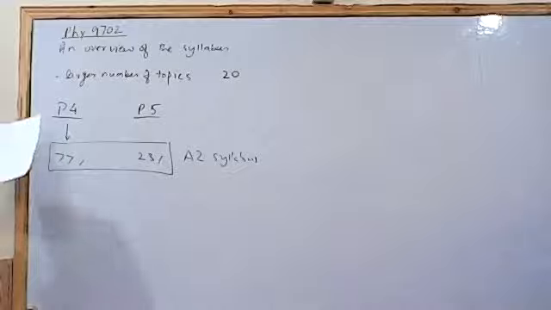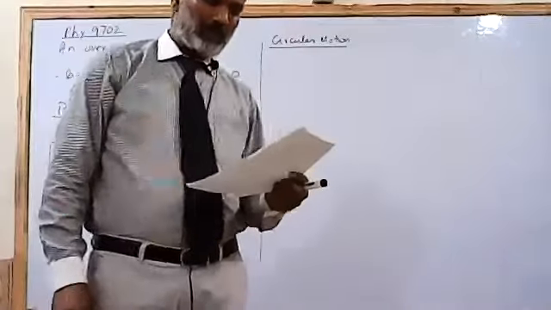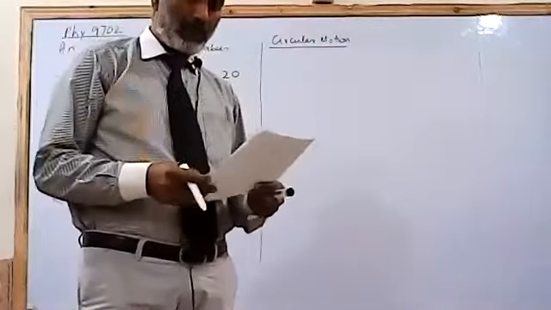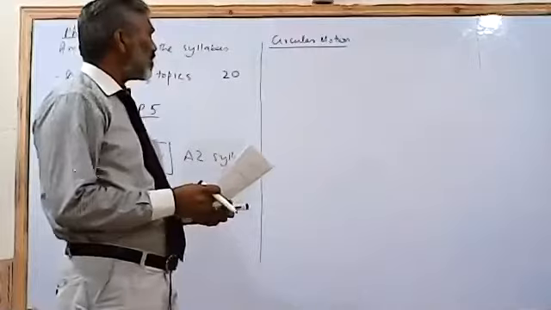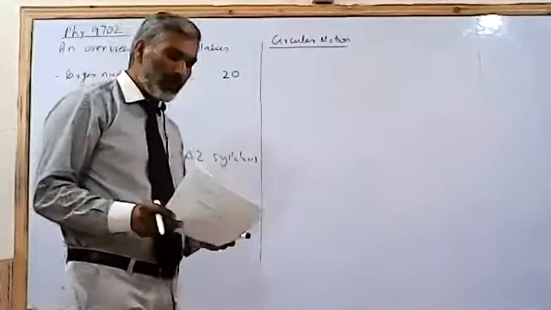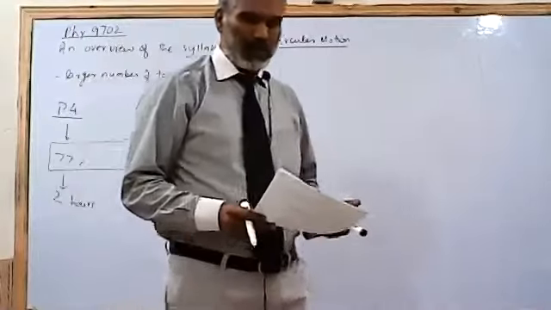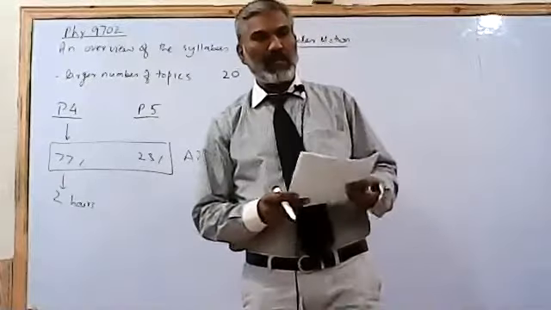Paper 4. Circular motion is not a very unique and new concept to you. You have studied it in O level as well. Circular motion means an object is moving in a two-dimensional path so that its distance from the center remains the same.